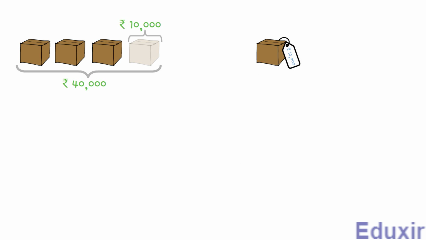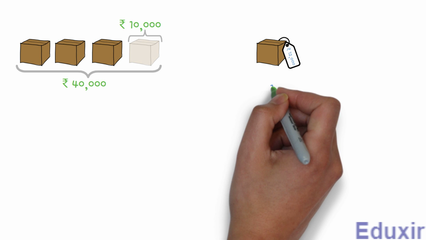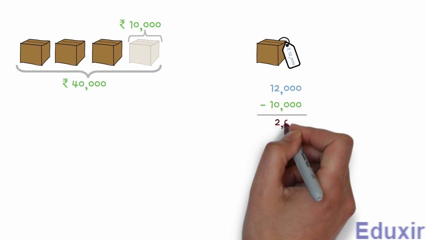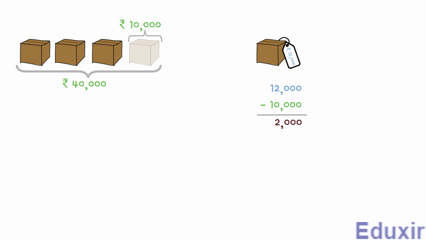So, clearly these goods are sold for a profit. From 12,000 rupees, if we subtract 10,000 rupees, we get 2,000 rupees. This is the profit. This profit should be added to the capital.